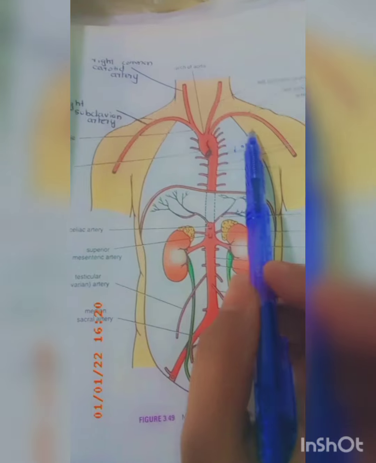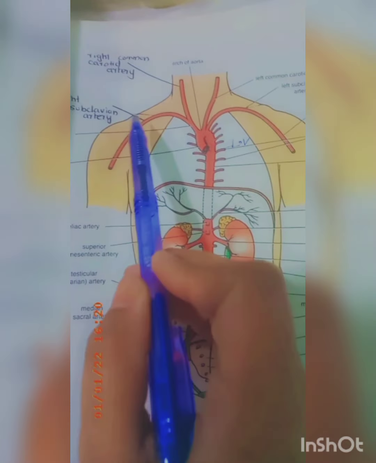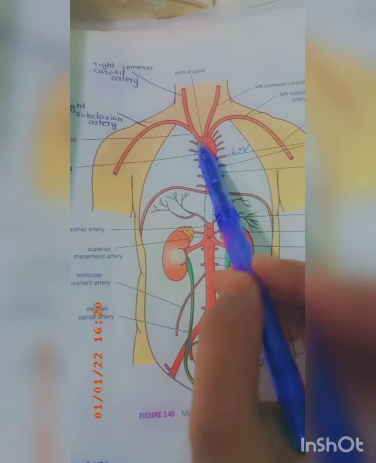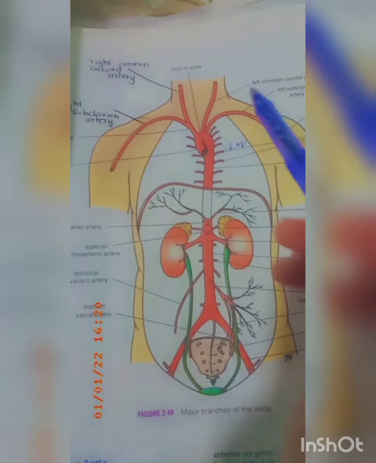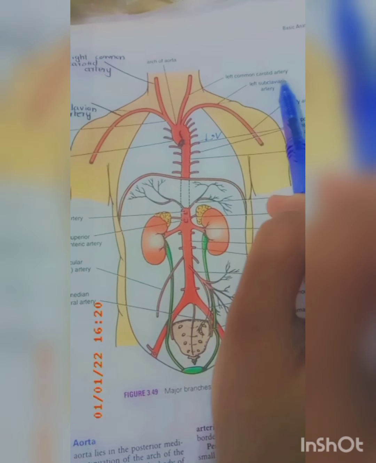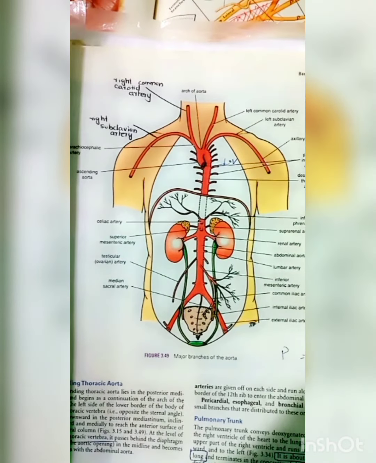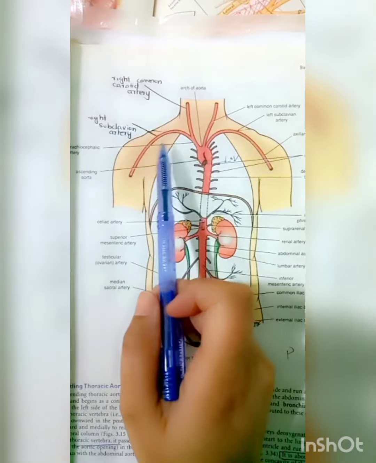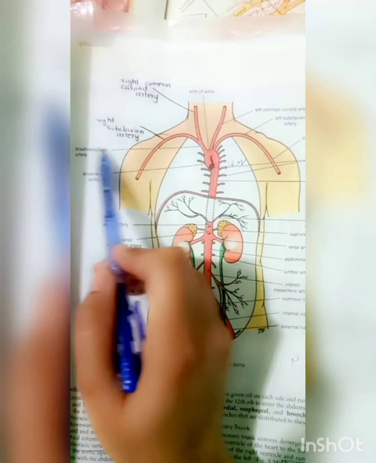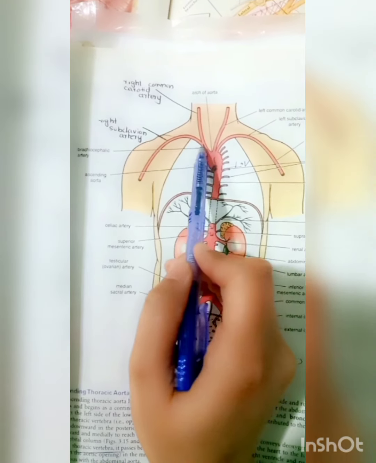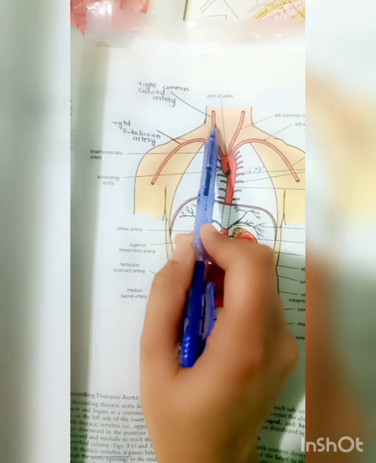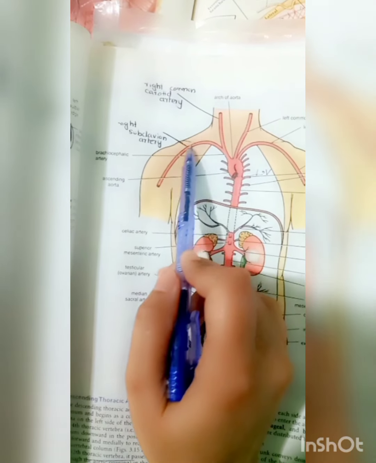This is the left side of the body and this is the right side of the body. On the left side, the arch of the aorta gives two branches, the left subclavian artery and the left common carotid artery. But on the right side of the body, the arch of the aorta gives the brachiocephalic artery. This brachiocephalic artery further gives two branches, the right common carotid artery and the right subclavian artery.